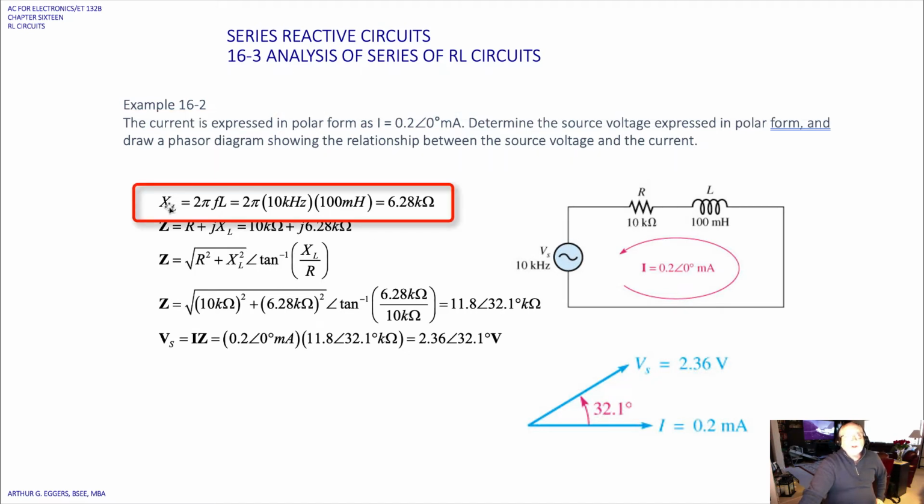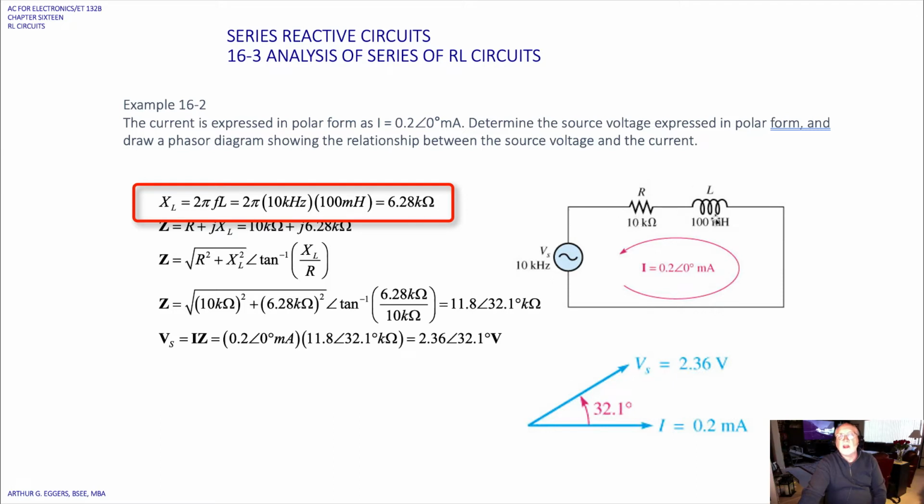So the first thing we need to do is determine from our value of inductance, we need to turn that into an impedance. Notice in this case, we're given 100 millihenries of inductance, so we can't use that in this relationship. We need to convert it into an ohmic value. So X sub L, the inductive reactance, is equal to 2 pi times the frequency times the inductor value. We take that product and we end up with 6.28 k ohms.